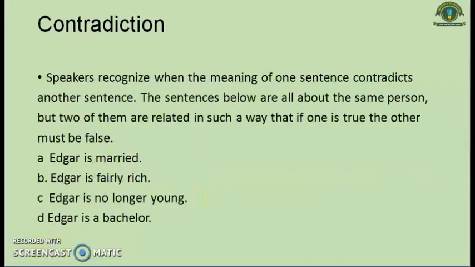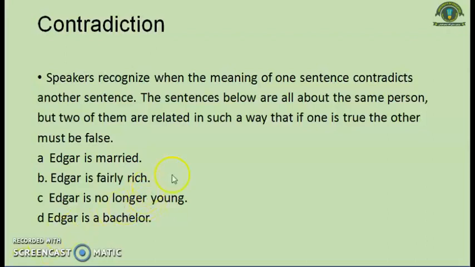As we know that words carry a meaning, and sense is the property of a sentence. So if there are contradictory statements, they are analyzed or judged by the listeners or the readers. Speakers recognize when the meaning of one sentence contradicts another sentence. It means that when the truth of one sentence necessarily implies the falseness of another sentence, and vice versa.